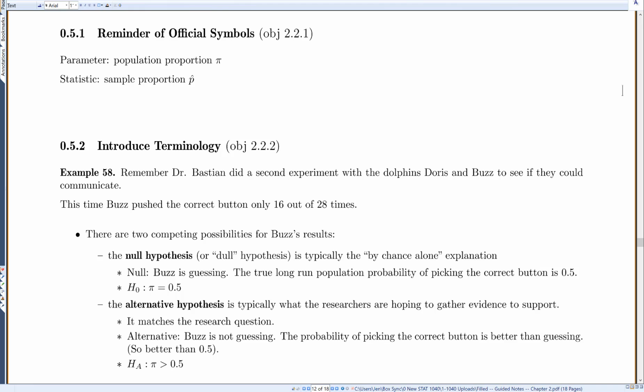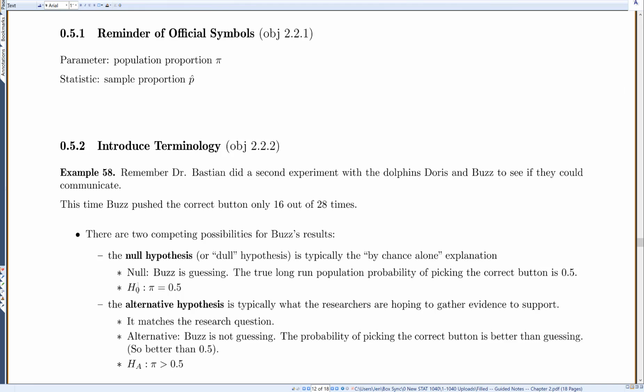The first is what we're going to call the null hypothesis. You can think of it as the dull hypothesis. That's usually just like by chance alone. The null is always like nothing interesting's happening. It's the same as it's always been. They're just guessing. It's very dull. So the null would be that Buzz is guessing, or that the true long run population probability of picking the correct button is 0.5 because he was guessing.